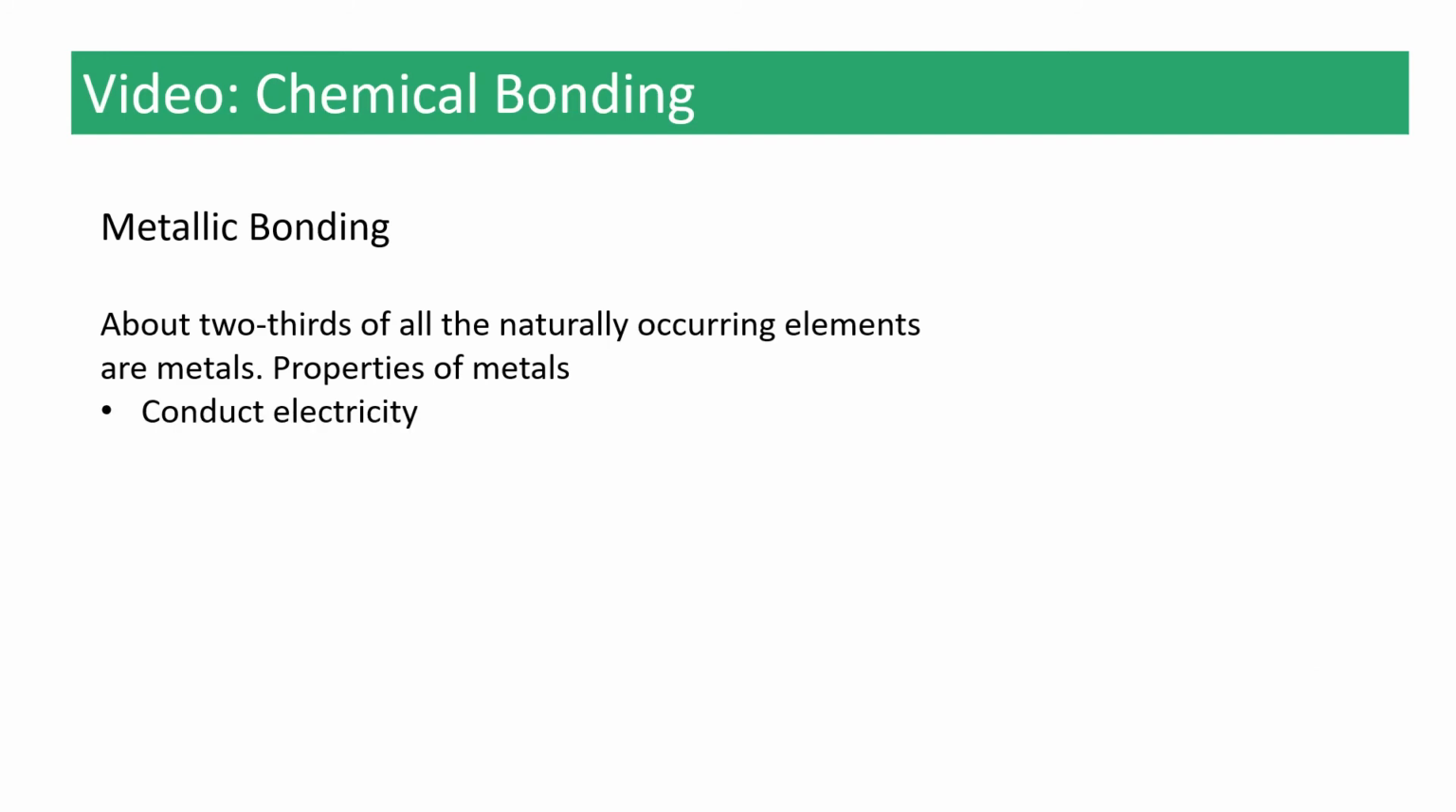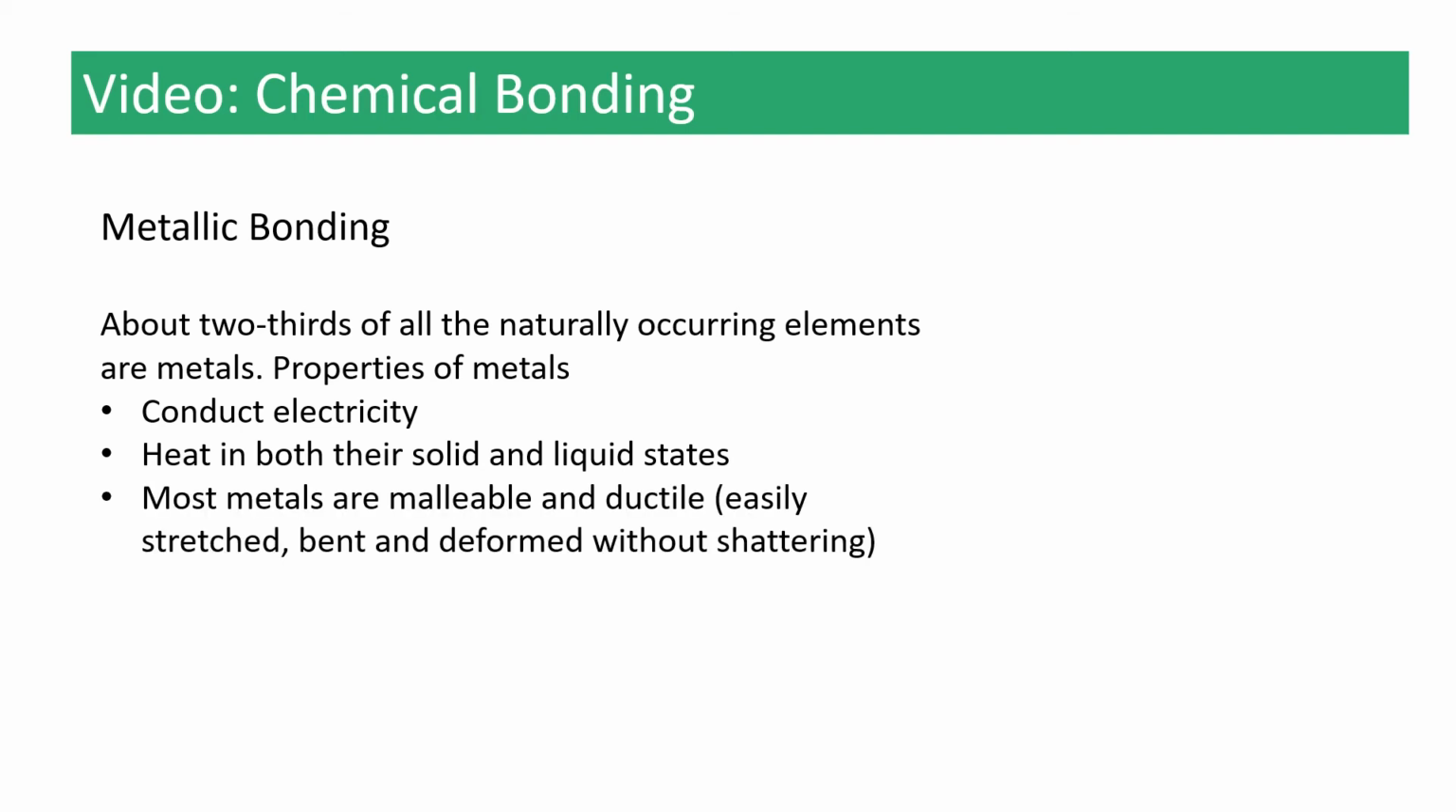Metallic bonding. About 2/3 of all the naturally occurring elements are metals. The properties of metals: they conduct electricity and heat in both their solid and liquid states. Most metals are malleable and ductile, easily stretched, bent, and deformed without shattering. And they show a broad range of melting and boiling points.